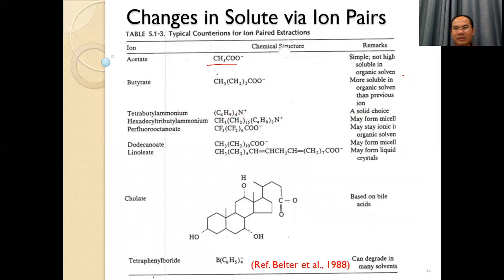Acetate is not highly soluble in organic solvent. For that case, butyrate, this is the chemical structure, is more soluble in organic solvent than pure ion. Acetate is low soluble in organic solvent, but butyrate is highly soluble in organic solvent. So if we would like to separate, we would like to make the ion pair of our system, we can add some butyrate or acetate to our system. And also we can add this kind of chemical to the ion pair, and then we can increase the efficiency of the extraction.